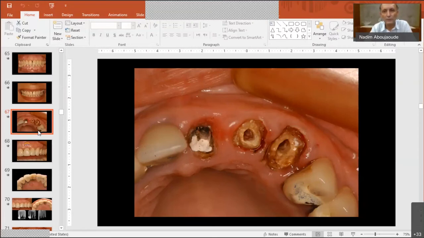And we did the extraction. As you see, the gingival level before the day of the extraction. The bone is falling off. And here, it has reconstructed and calcified more than before.